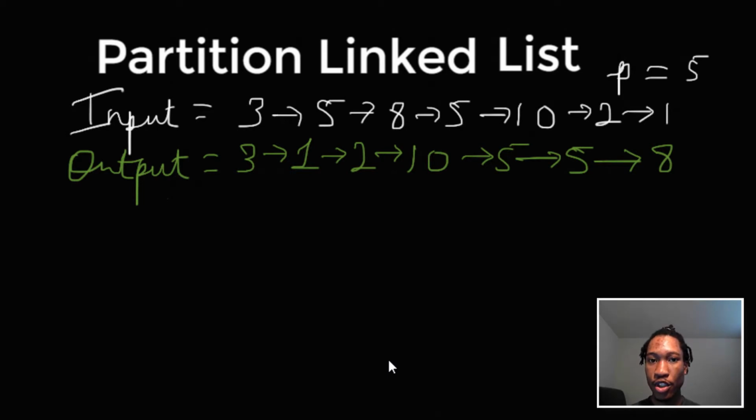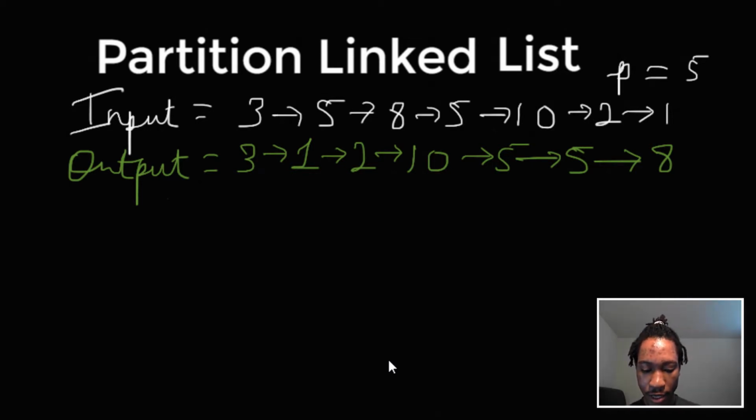To solve this question, we're going to create two linked lists. One list is going to hold the nodes less than our pivot value, and the other linked list is going to hold nodes greater than our pivot value. After iterating through the list and building those two linked lists, we merge them together.